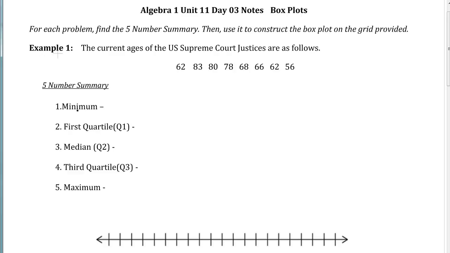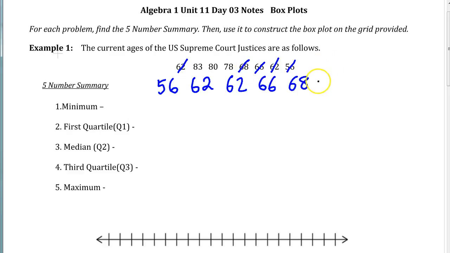All right, so step one would be to put everything in order. Depending where you go, some people do this least to greatest, some people do greatest to least. It doesn't make a difference except it's in order. You'll get the same answer regardless. 62, 62, 66, 68, 78, 80, and 83.